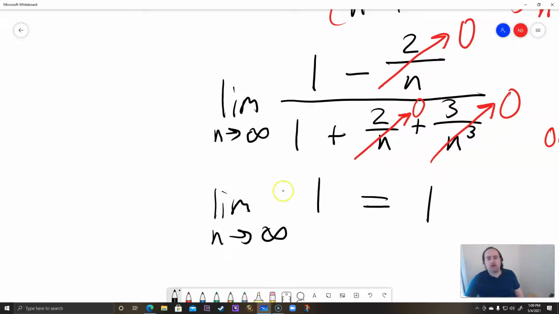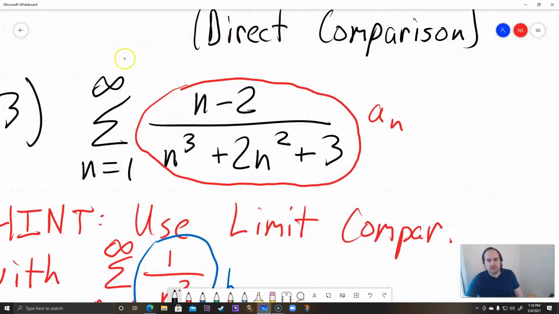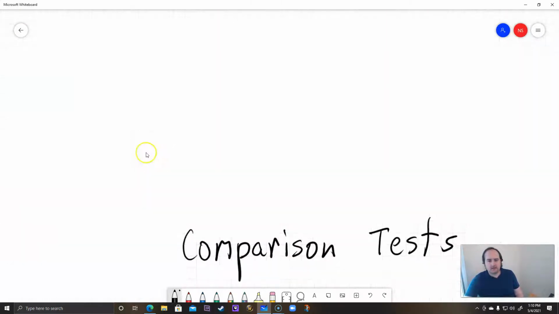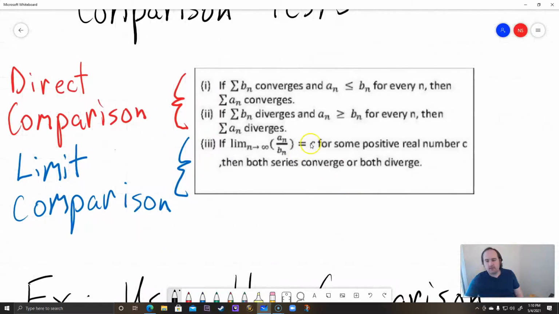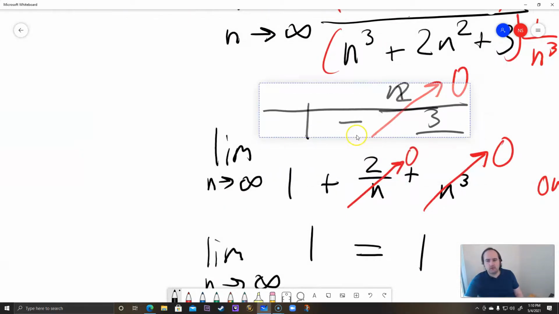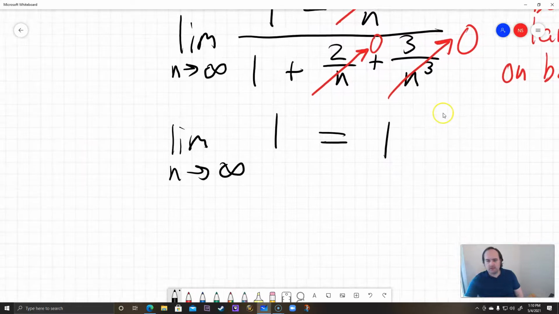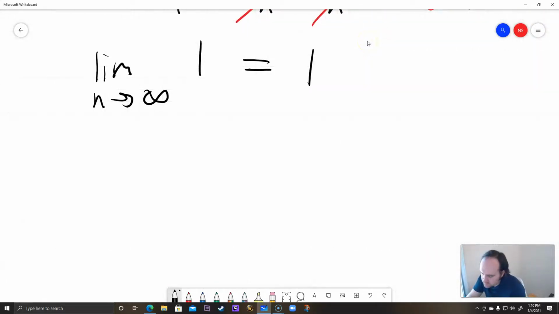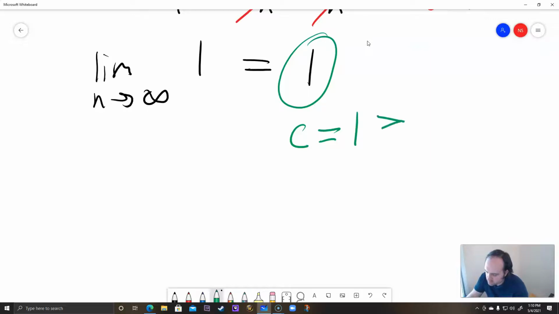Okay, and then if we go back to the limit comparison test, they said that if the limit equals a constant, a positive real number c, then either both series converge or both series diverge. So going back down here, this is our c. So c equals 1, which is greater than 0. Remember, they said it had to be a positive real number.